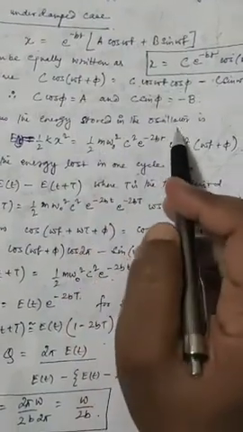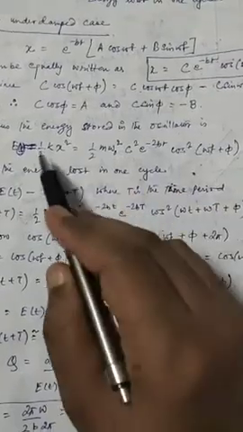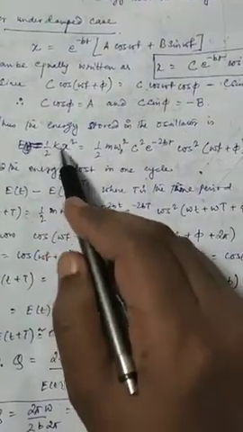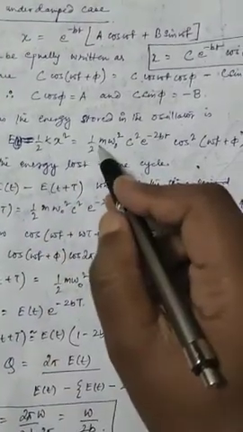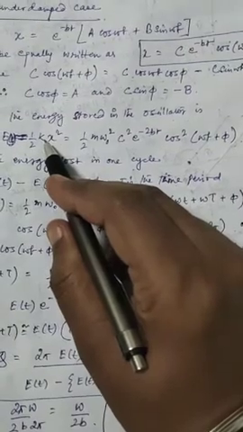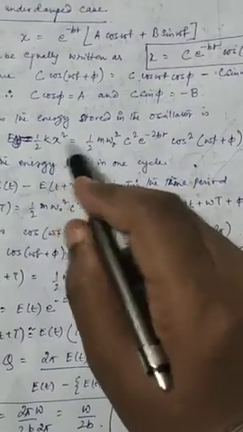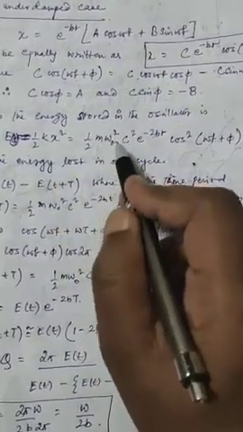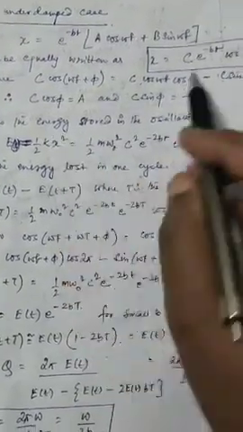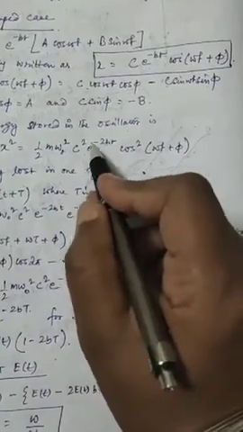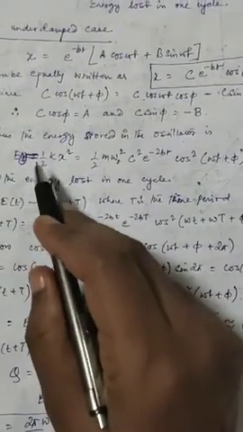So the energy stored in the oscillator, see, we need the energy stored in one cycle. The energy stored in time t, let us say, is half k x square. This was the potential energy, right? You remember, omega naught square was equal to k by m, so k was equal to m omega naught square, where omega naught was the natural frequency. And x square becomes c square e to the power of minus 2bt cos square of this. So this is the energy stored in the oscillator.